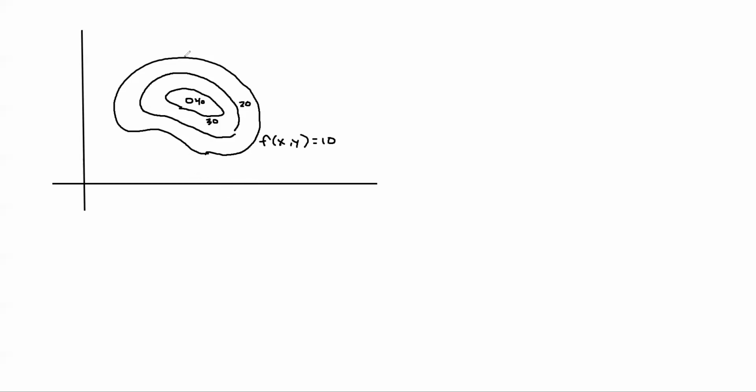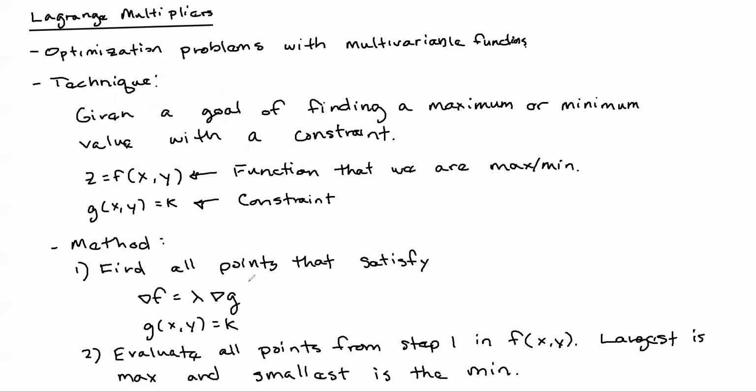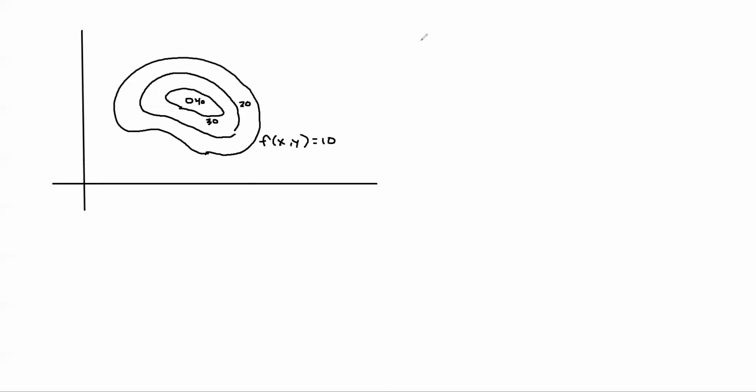Okay. Now, on top of this, we're going to graph our level curve for g. So g of x y equals k. That's our constraint. We're going to graph that on top of it. Let's use a different color maybe to help differentiate. All right. Let's see if I can get this picture to match with the drawing I did in my notes. So it should look something like that.